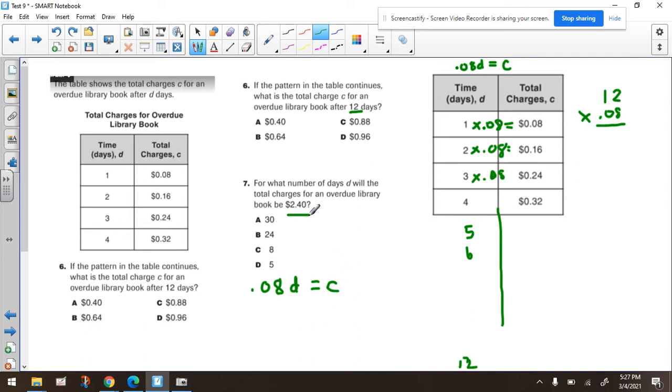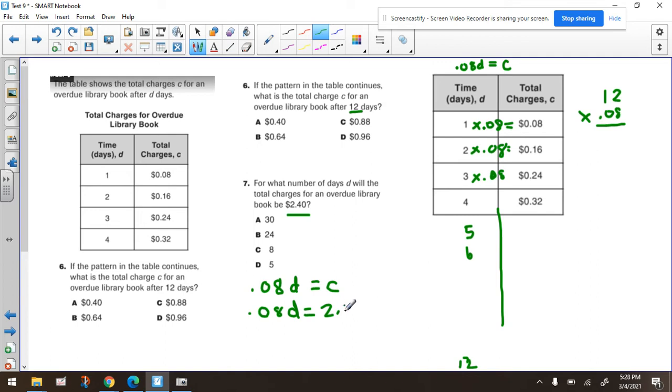Now we have C, so we're going to substitute that number into our equation. Let's rewrite it again with the value written in. 8/100 times D equals, in this case, $2.40.